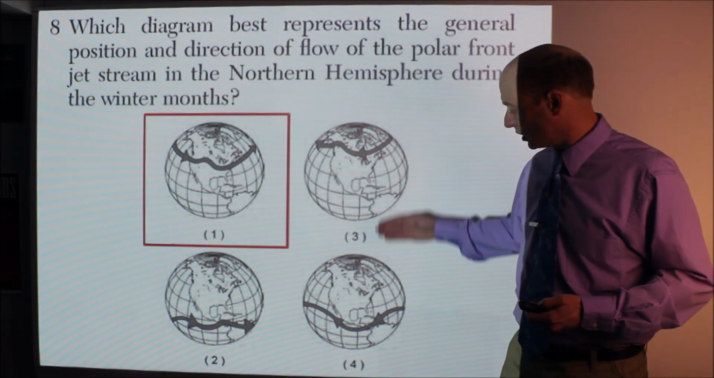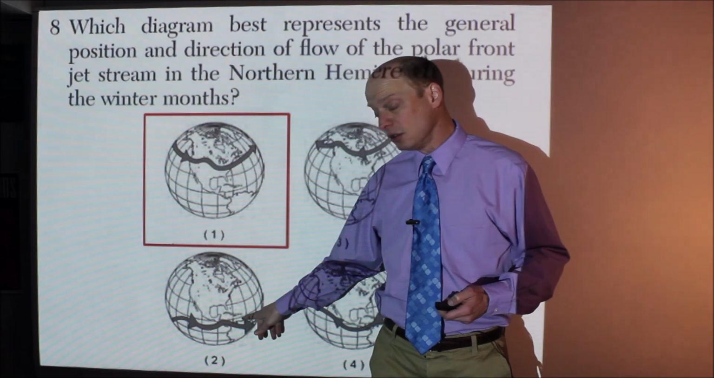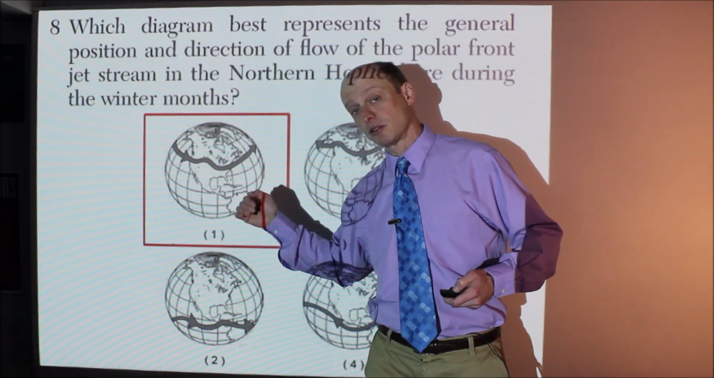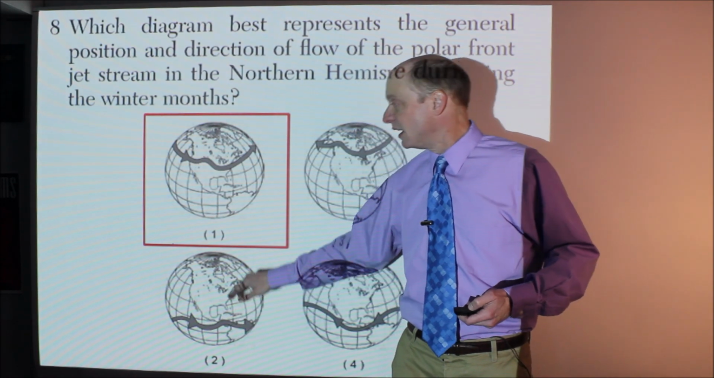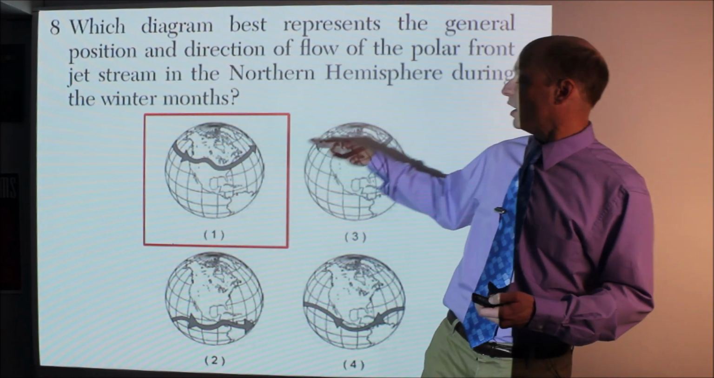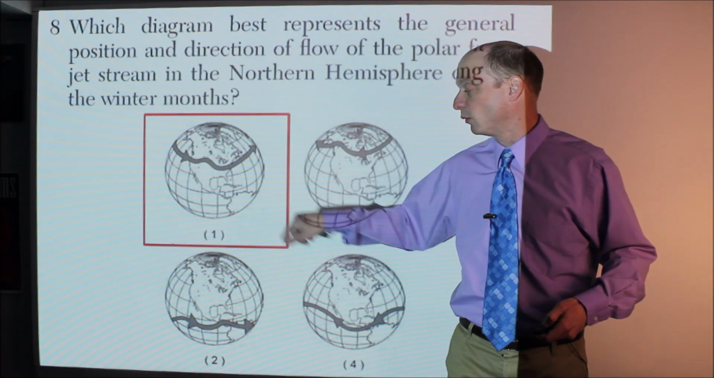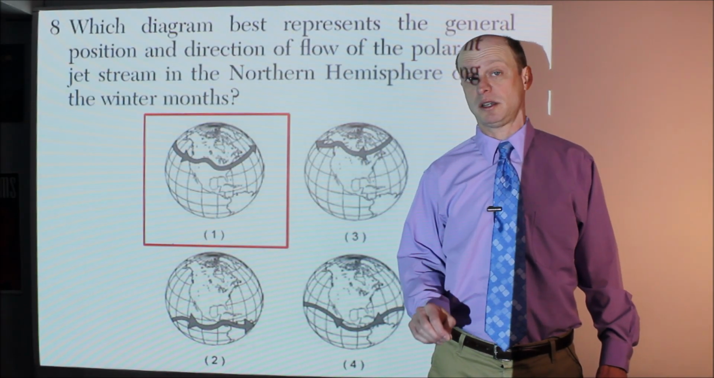These go in the wrong direction, okay, so it's definitely not those. And 2, while it's going in the correct direction as far as west to east, it is so close to the equator, and it is asking about the polar front, which is going to be closer to the pole. So that's why it ends up being choice 1.